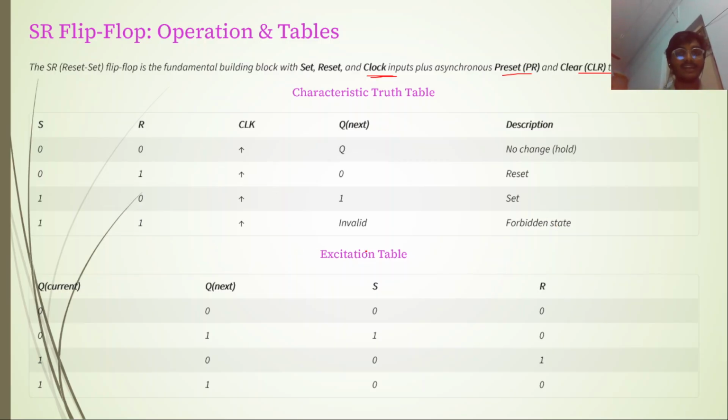Excitation table of the SR flip-flop: current state Q and next state Q take the combinations 00, 01, 10 and 11. When current and next state are 0, 0, S and R are 0 and don't care. When current is 0 and next is 1, S becomes 1 and R becomes 0. When current is 1 and next is 0, S becomes 0 and R becomes 1. When both are 1, S is don't care and R is 0.